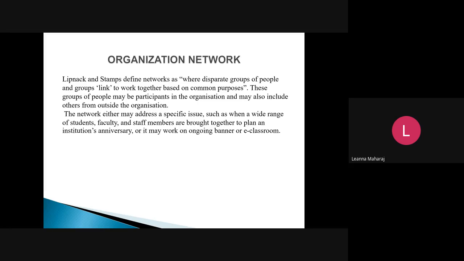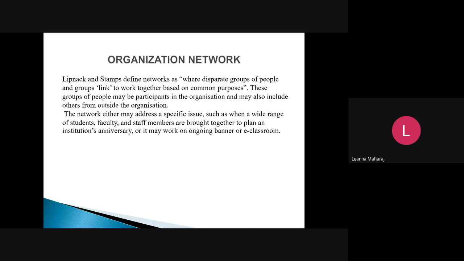an organizational network is where, for example, if there is work that is going to be undertaken on Banner, all students, faculty members, and staff members are notified through email that Banner would not be available at this particular time. So that is an example of organizational network because everyone is notified that it would not be available at that time.